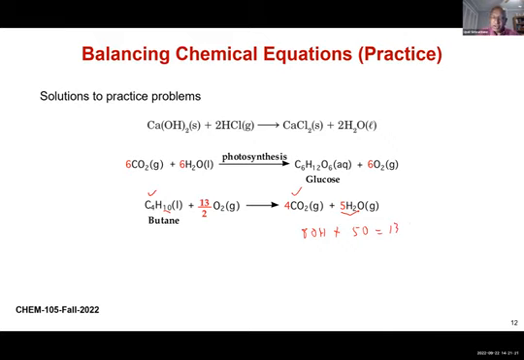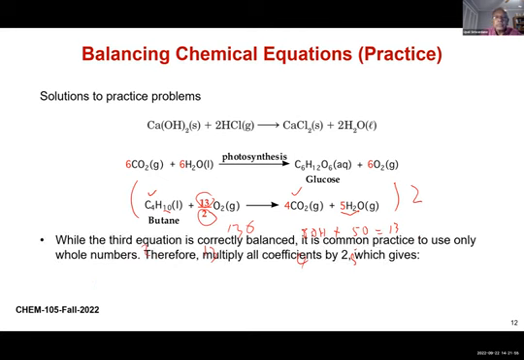So 13 is an odd number. You cannot divide it by 2. You put the 13 here, divided by 2, because there are 2 oxygens in each molecule, that becomes 13 oxygens. So to get rid of the fraction, you multiply the whole equation, the stoichiometric coefficients, by 2. Then you get 2 here, 13 here, 4 here, 5 here. So that's how you get 2, 13, 8, 10.